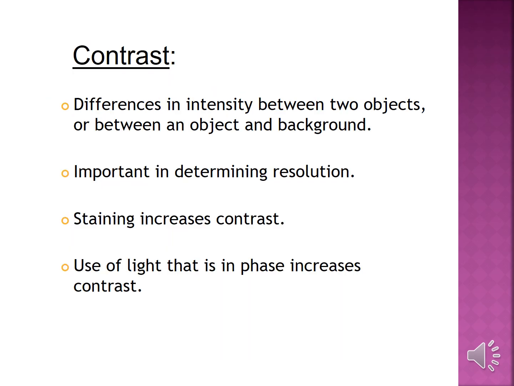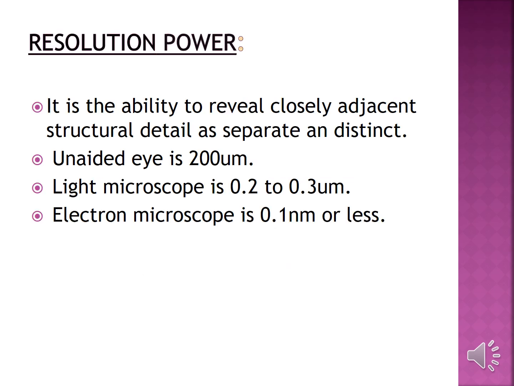Contrast. Differences in intensity between two objects, or between the object and the background, is analyzed. It is important in determining resolution. Staining increases contrast. Use of light, that is phase, increases contrast. Resolving power is the ability to reveal closely adjacent structural details as separate distinct objects. The unaided eye has a resolving power of 200 micrometers. A light microscope has around 0.2 to 0.3 micrometers. An electron microscope has 0.1 nanometers or less.